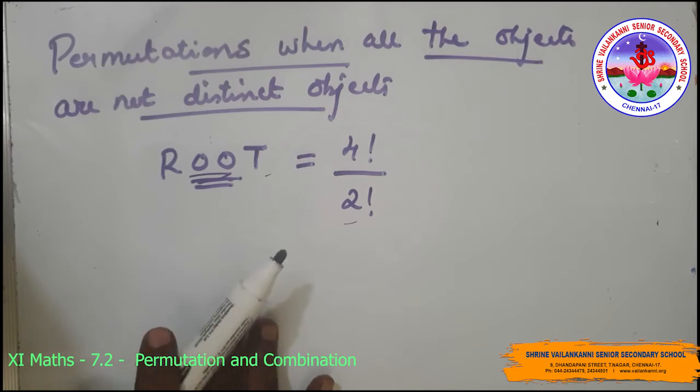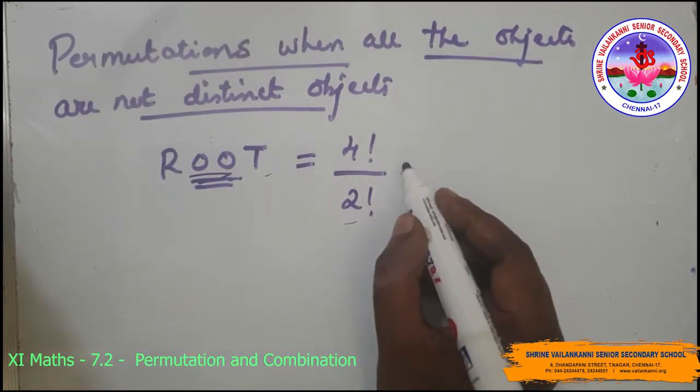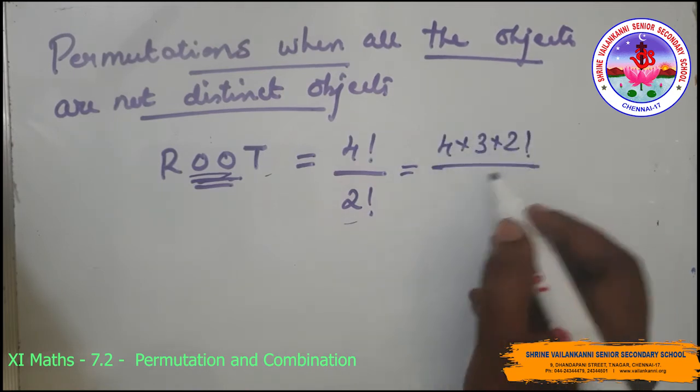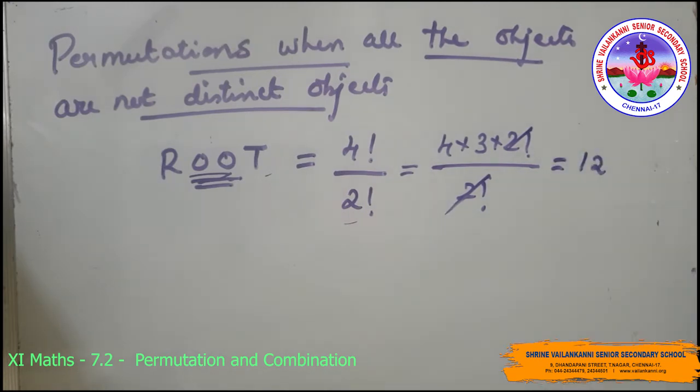So if we are doing permutation, we can write this as 4 factorial by 2 factorial, which is 4 into 3 into 2 factorial by 2 factorial, which is 12.